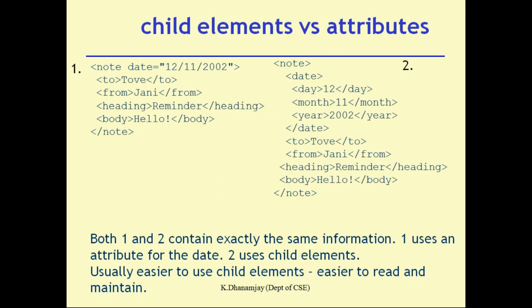Let's see the differences between child elements and attributes. Remember, both 1 and 2 contain exactly the same information. One uses an attribute for the date, and the second uses child elements. Usually it is different, which it maintains in separate tags. Here, the first one has date equal to a value specified in double quotation marks, or you can vary it in a more meaningful way. You can use a day, month, year format. Like this you can specify the second format: day, month, year, separated, without writing the values in double quotation marks.